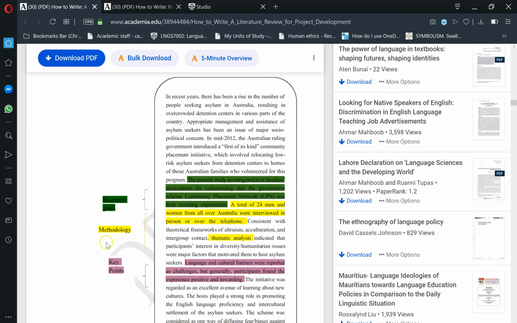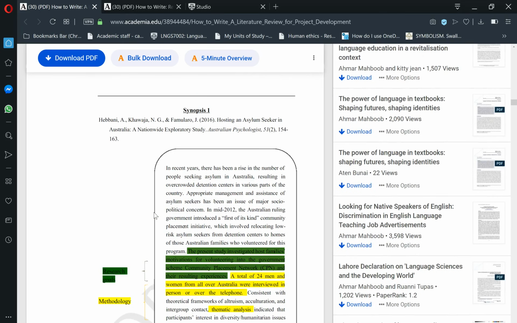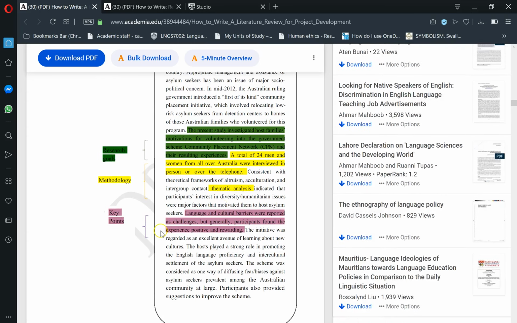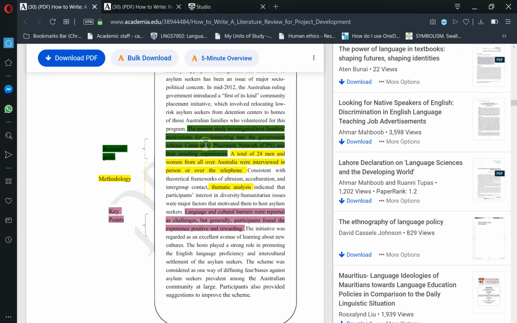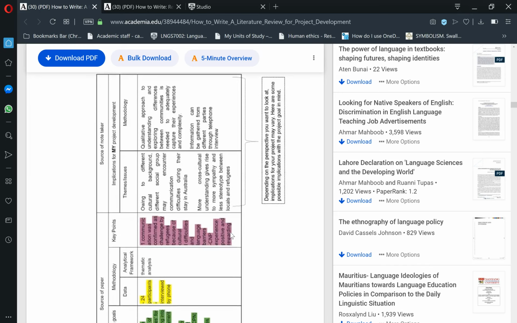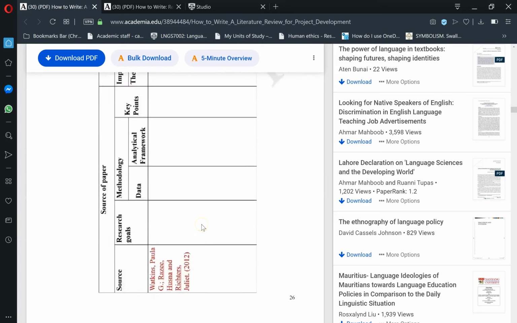And as you can see here, this is a particular synopsis that someone has written about this article, and they highlight the specific language features that they want their students to pay attention to. So this here is how you identify the research goal. This here is how you talk about the methodology, and this here is how you talk about the key points in that research paper. Again, here we go, more activities.